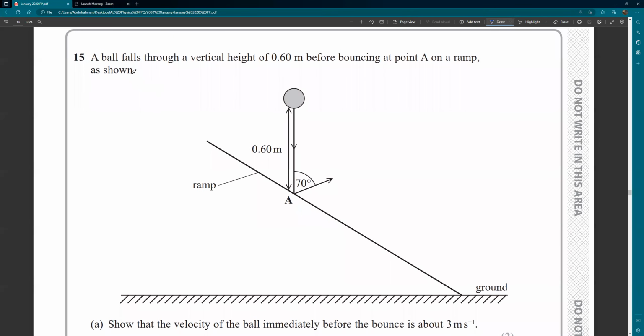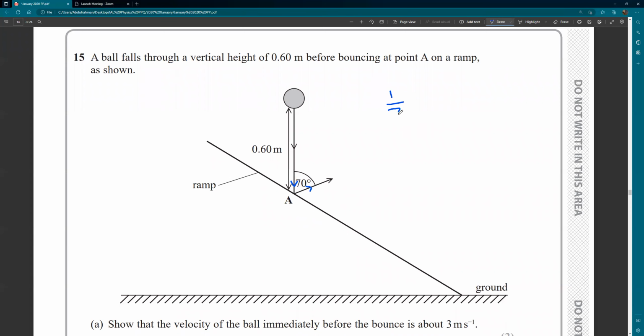Let's start. A ball falls through a vertical height of 0.6 meters before bouncing at point A on a ramp as shown. Show that the velocity of the ball immediately before the bounce is about 3 meters per second. You're going to have to make the assumption that the velocity just before it bounces is equal to the velocity after it bounces. And this assumption involves the conservation of energy.